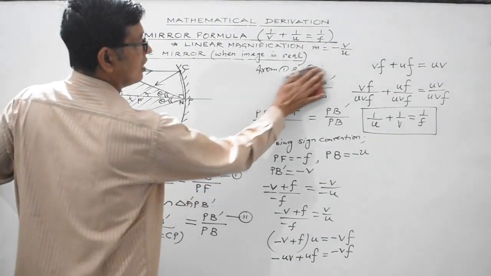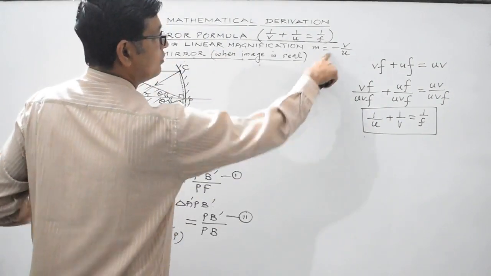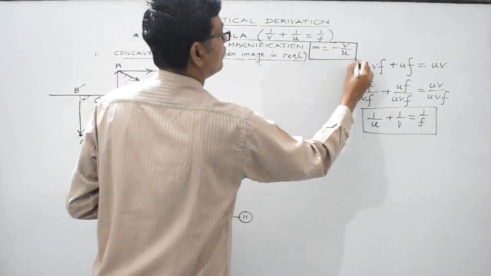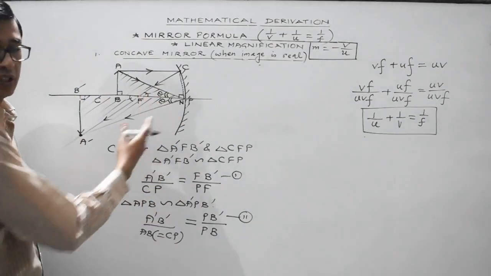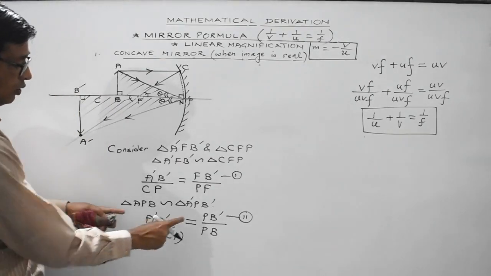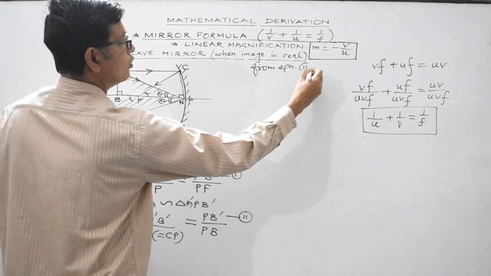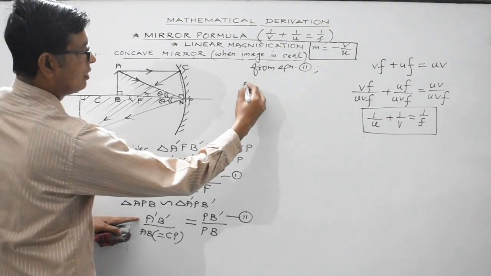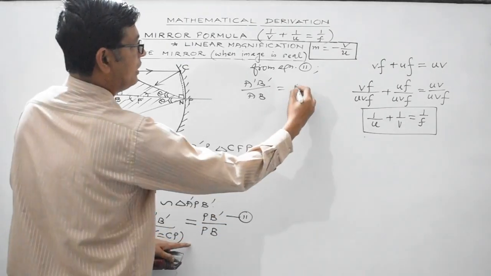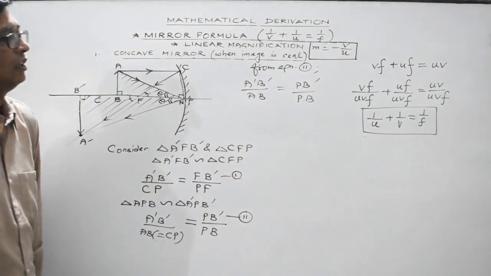We need to discuss another very important formula which is for the linear magnification. In terms of image and object distance, we are going to prove this. M is equal to minus V by U. Let's do it. You need not to do any expression again. Let's consider the same ray diagram which has already been drawn. Okay, let's consider equation 2. From equation 2. So what do you get? A dash B dash divided by AB is equal to PB dash divided by PB, right? This is the equation.